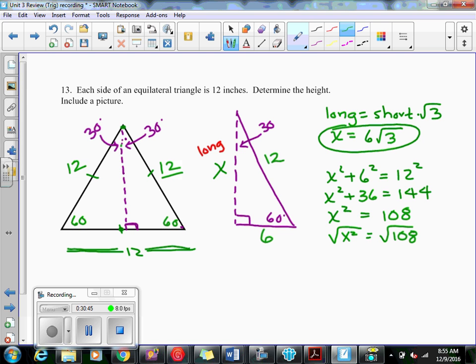Now, at this point, I know the square root of x squared is x. But this square root of 108 can be simplified. There is a perfect square that goes into 108, and it would be 36, and then 3. So 36 times 3 is 108. Now, if I simplify this, I'll get x equals 6 times the square root of 3. And notice we get the exact same answer, but the Pythagorean theorem just required more work than if we had chosen to use the 30, 60, 90 triangle formula. Okay, let's keep it moving.